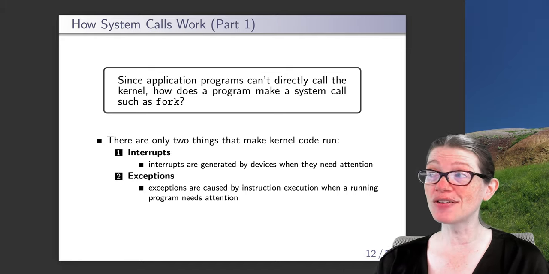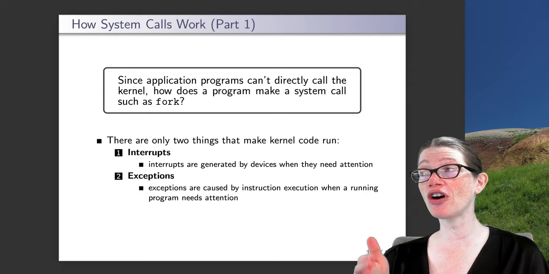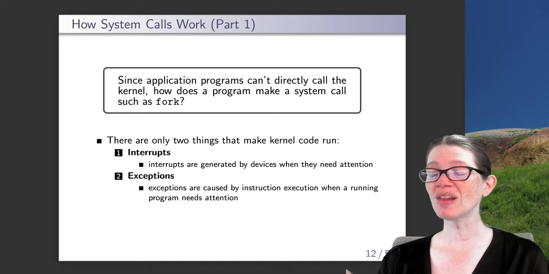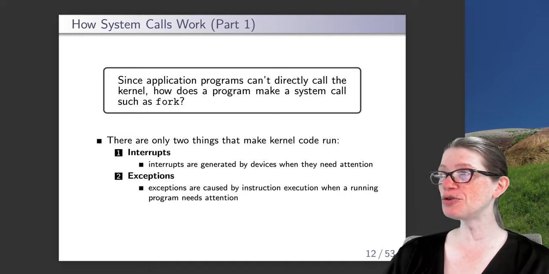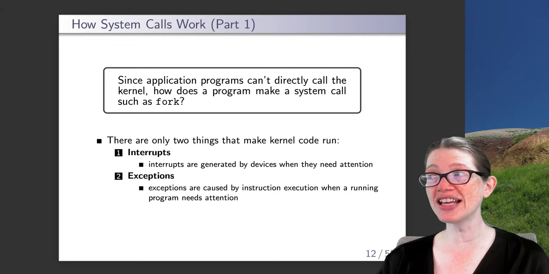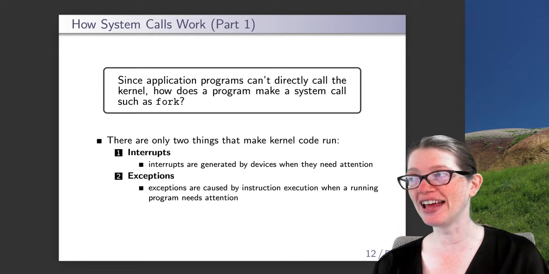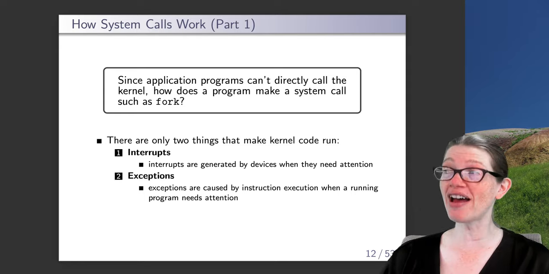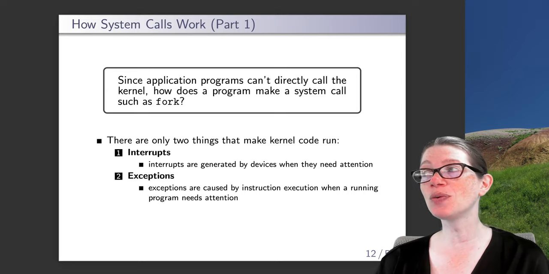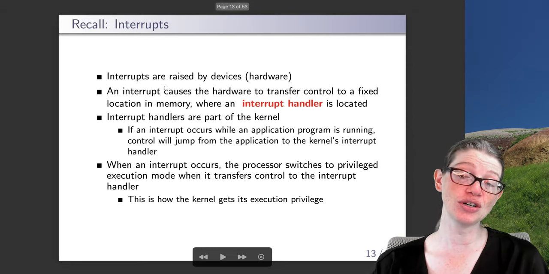But we can't take advantage of exceptions. Interrupts were caused by devices. Exceptions are caused by code. So an exception would be raised if you tried to divide by zero. An exception gets raised, and just like the interrupt handler, it causes the kernel to execute an exception handler. So the only way that we are going to be able to ask the kernel to do anything is to raise an exception. And that's exactly what we're going to do.